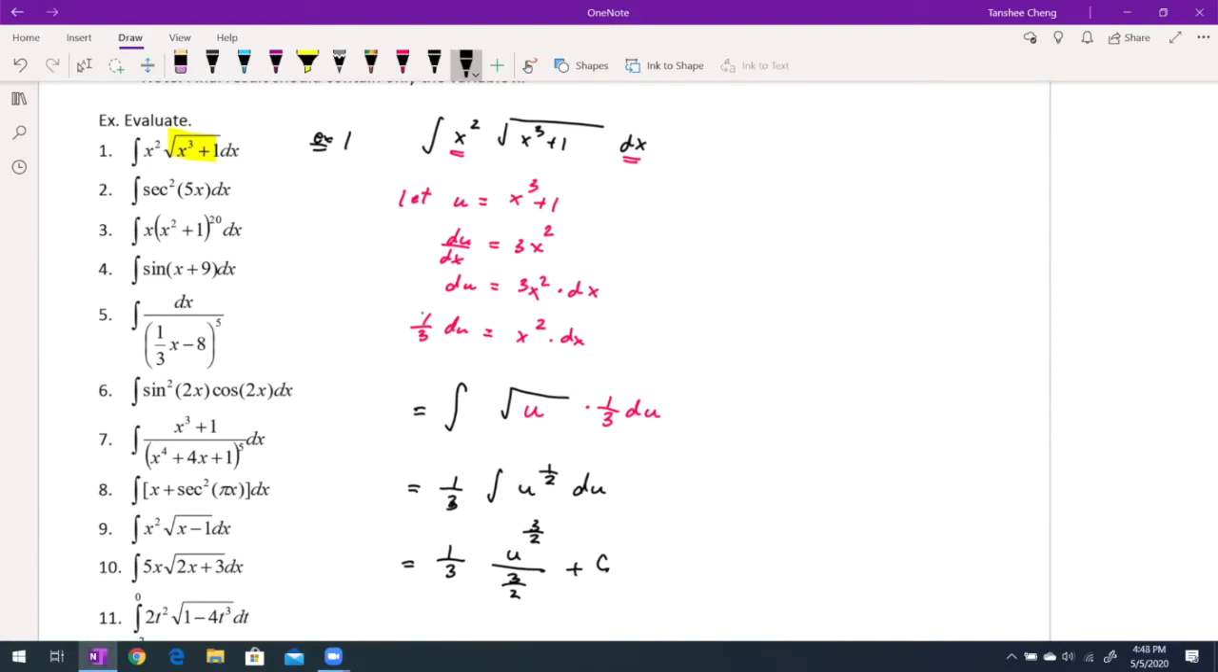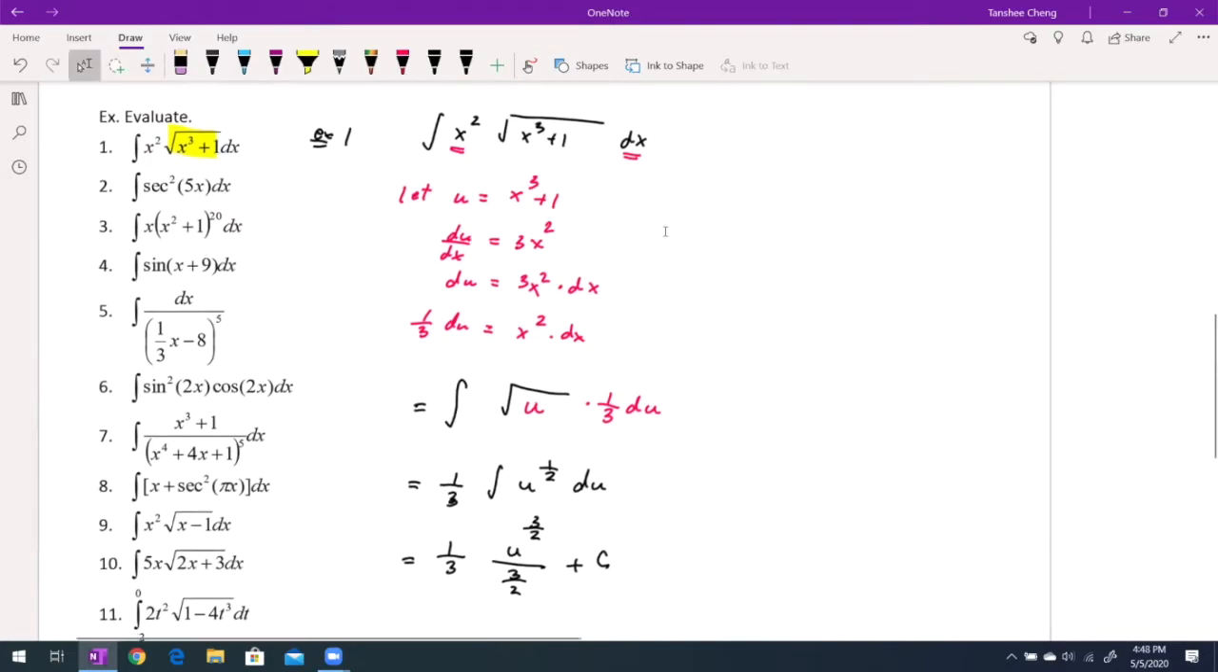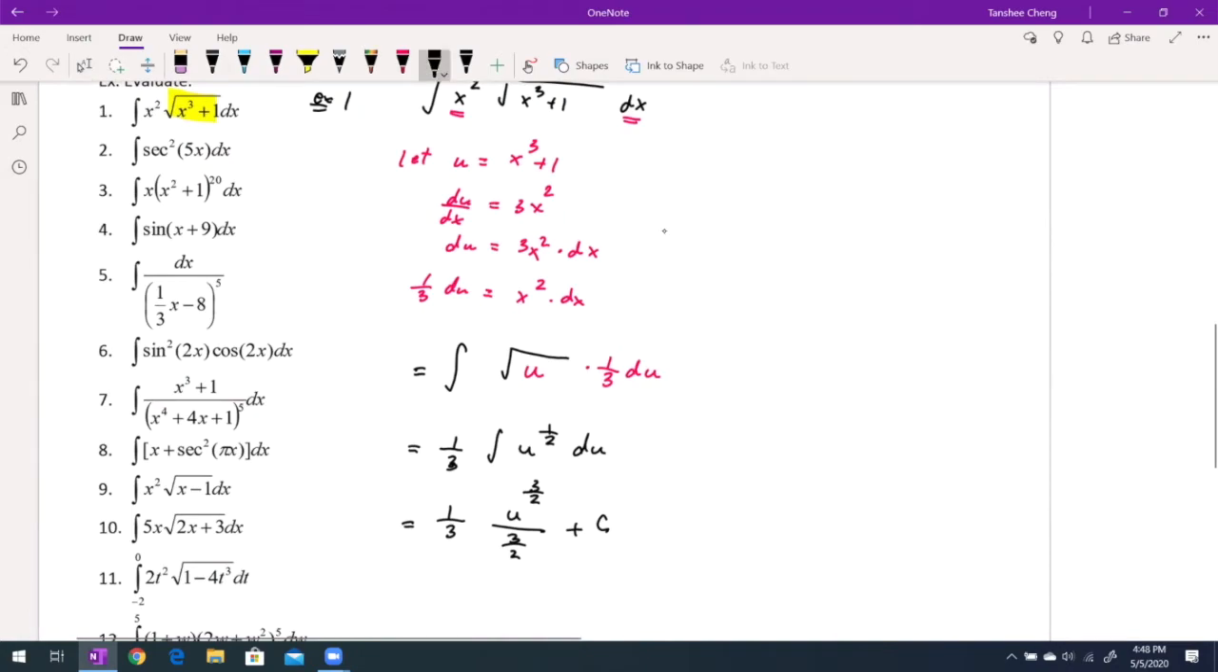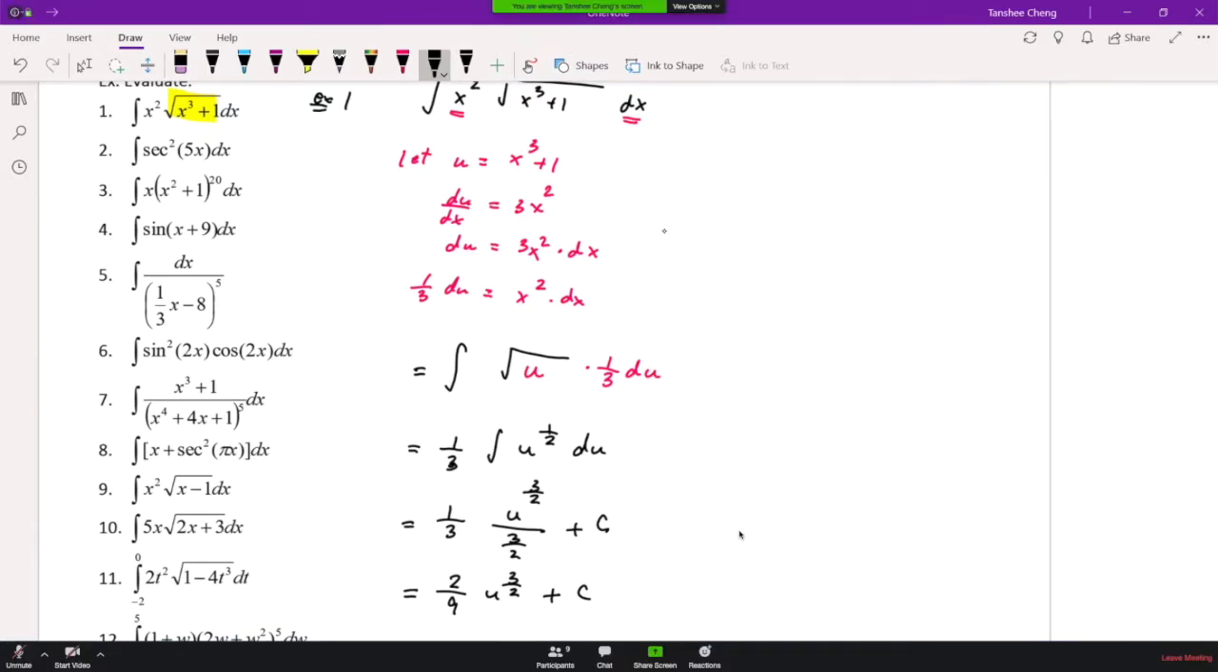So simplifying it, our final answer becomes multiplied by the reciprocal, so it'll be 2/9 u to the 3/2 plus constant. This is the indefinite integral, so you need to add a constant because you will get a general indefinite integral function, which is the antiderivative function.